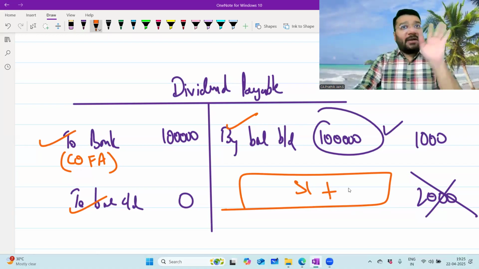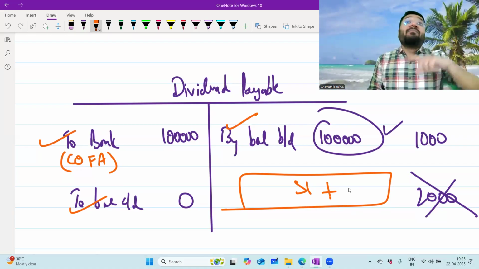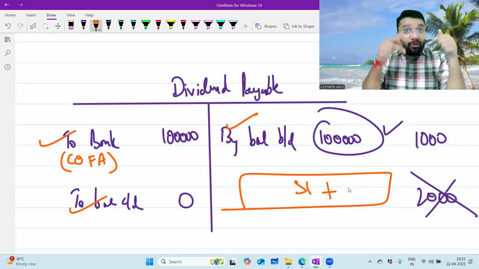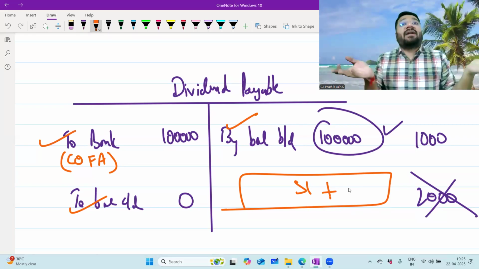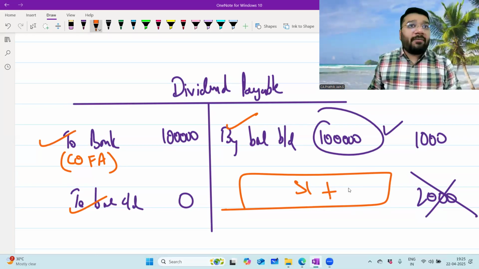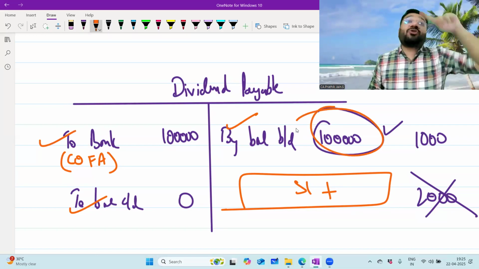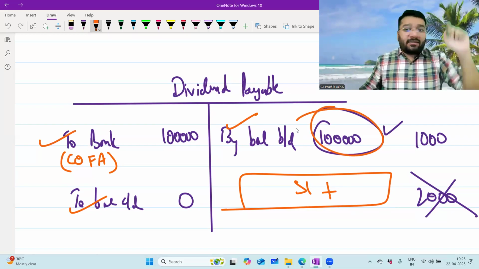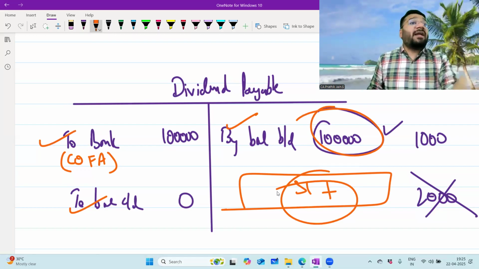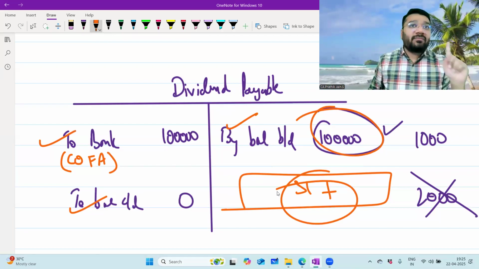Previous year dividend approved in current year, right only. Approved in current year is always which dividend? Previous year. Okay. This 1 lakh is previous to previous year dividend approved in previous year. This dividend is previous year dividend approved in current year. Now clear? Okay.